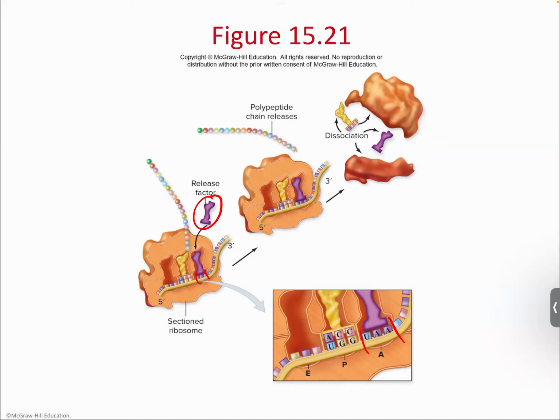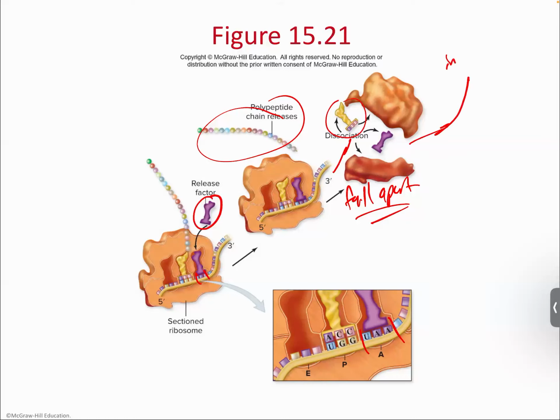Well, when you stall out like that, eventually there'll be a bit of a pause, but almost always the end result of that kind of a stall out or a pause for any kind of complex like this is dissociation. Basically, it's going to fall apart. It's going to release your polypeptide, the releasing factor, the tRNA, and you're going to dissociate your ribosome. And guess what? You go right back to initiation.